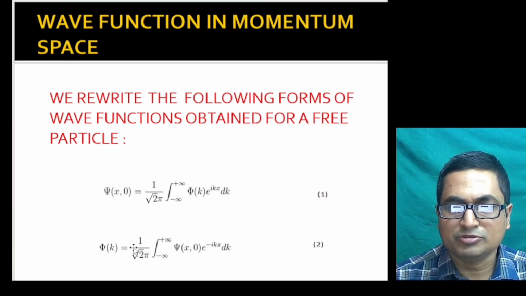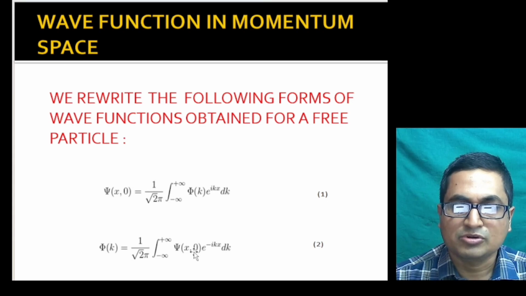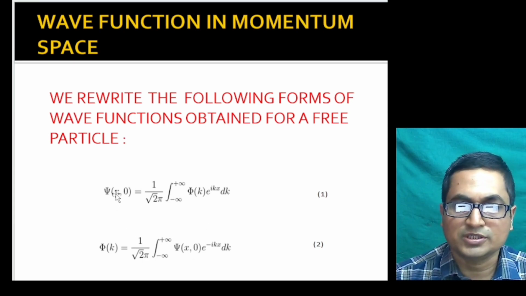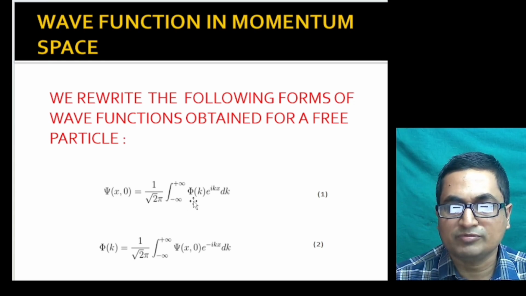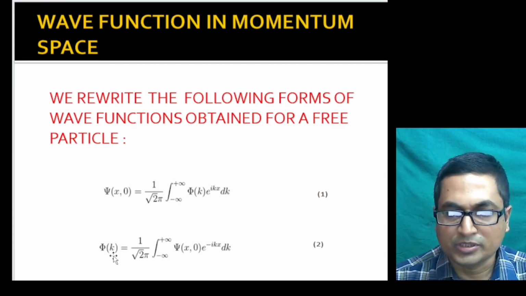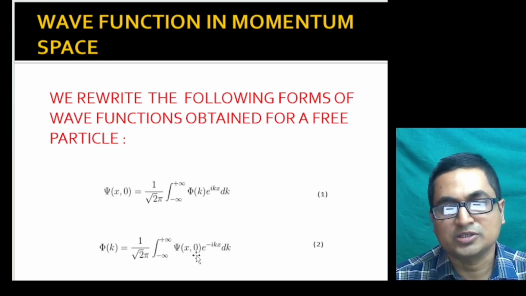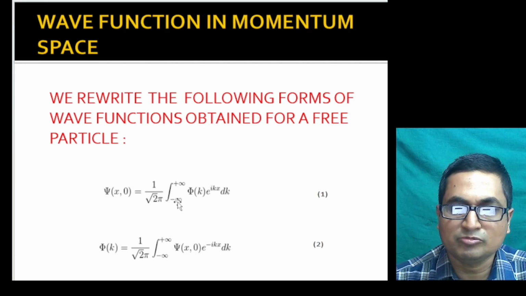Now these equations are simply Fourier transforms. This phi(k) is the Fourier transform of psi(x,0), or you can say that equation 1 represents the inverse Fourier transformation for phi(k). Just see that psi(x,0) is simply a wave function in position space, and phi(k) is a wave function in k space. In equation 2, phi(k) is in k space and psi(x) is in position space. Later in the course we'll see that this k actually represents momentum space.